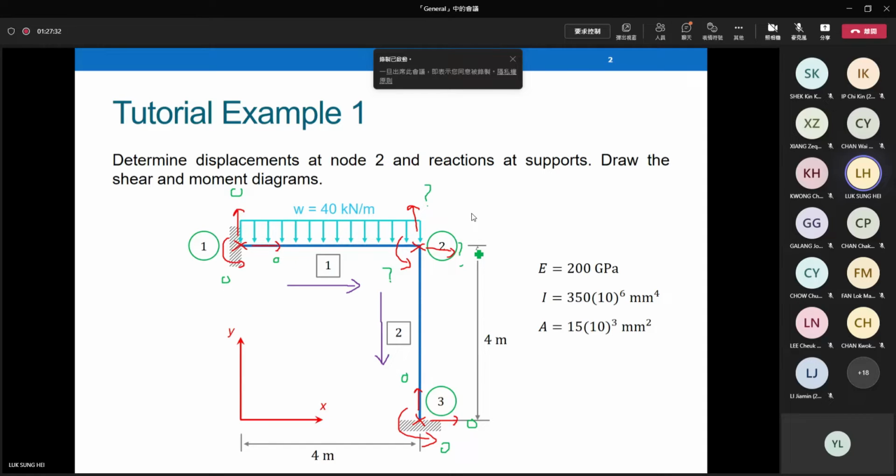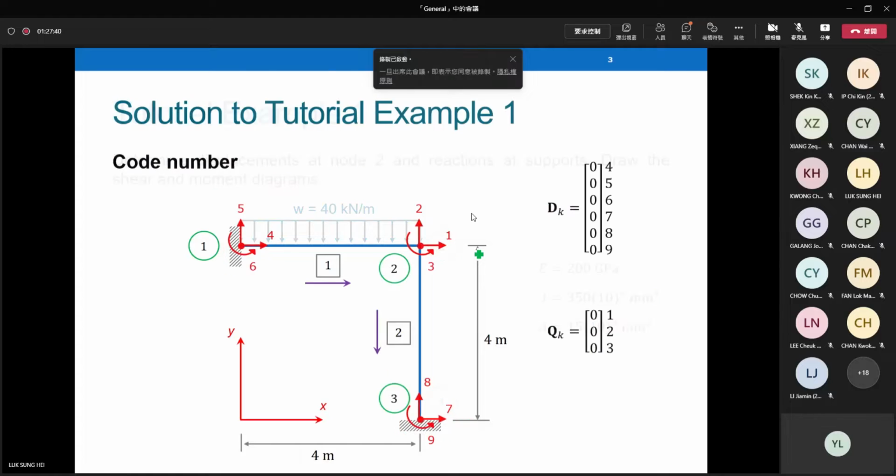I think in the notes we have a similar example, but we change the boundary condition a little bit, and then we change the loading to UDL. That's why you can automatically construct this code number diagram. 1, 2, 3 are used to denote the positions with unknown displacement. The other, known displacement positions are the fixed ends. We have 2 fixed ends, 6 zeros, corresponding to code numbers 4 to 9. You should feel happy because there are many zero displacements. That means in our stiffness matrix, only a small part is useful.